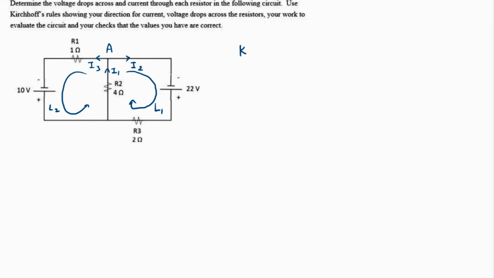So let's use Kirchhoff's current law at A because the net current has to be 0. So I1, which is incoming, should be equal to I2 plus I3, which is outgoing.